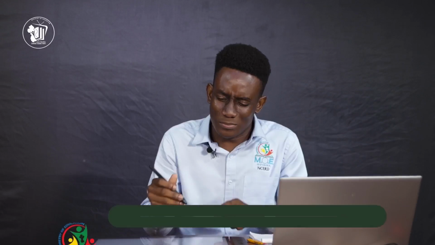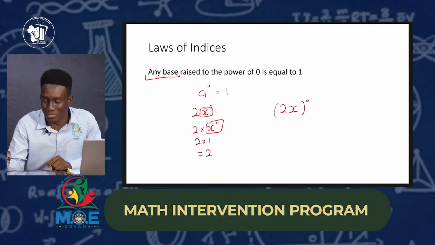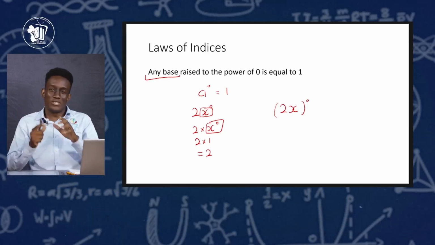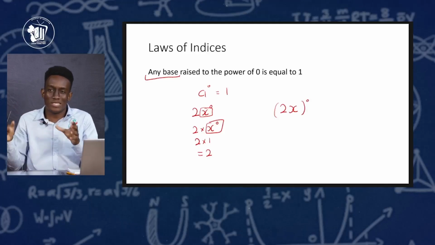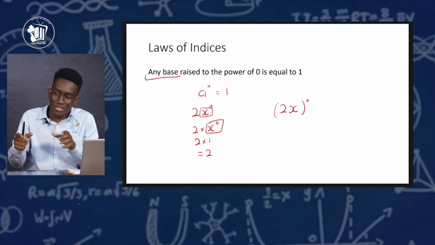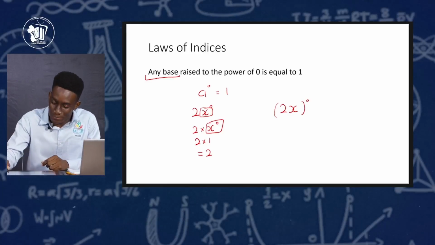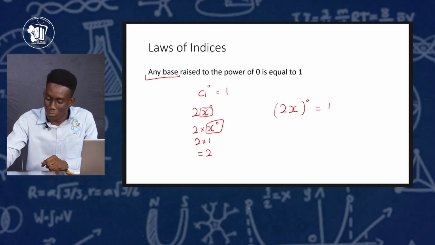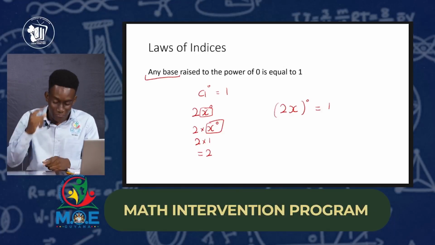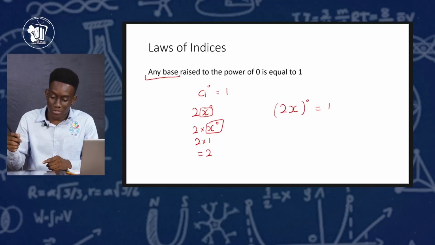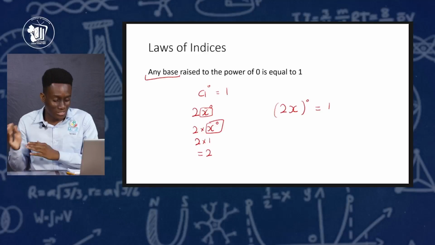So let's look at another example. So let's say we had 2x all raised to the power of 0. So in this case now, we see the base. Remember, the base is the thing that is being raised to the power. So in this case, we see the base will be 2x because it's the entire 2x in the bracket that is being raised to the power of 0. So in this case now, this will be equal to 1 because the entire thing is being raised to the power of 0. And this is far different from 2x raised to the power of 0 as compared to 2x in bracket raised to the power of 0. So just be careful when you're looking at this law.